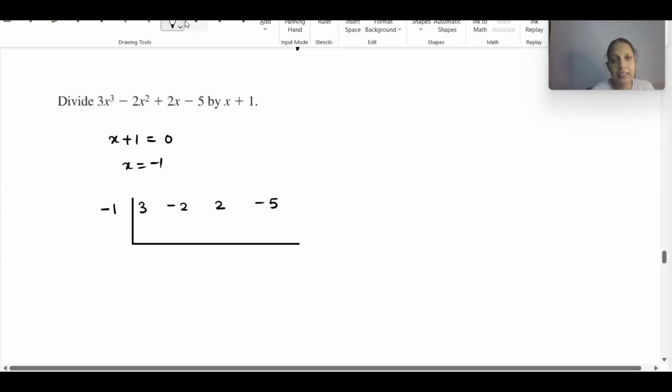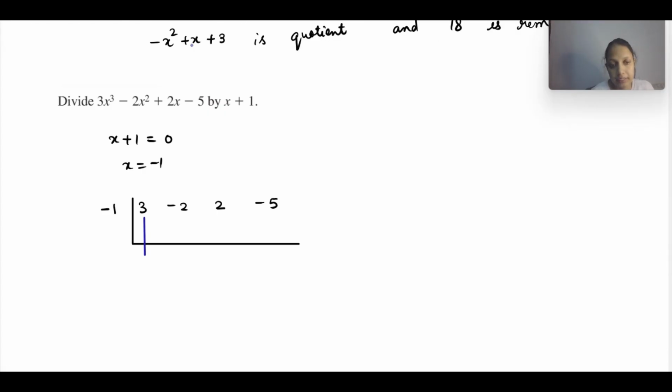Leave the first term as it is, 3 as it is, down. 3 into minus 1, minus 3. Minus 3 and minus 2, minus 5. Minus 5 into minus 1, positive 5. 5 and 2, 7. 7 into minus 1, minus 7. So minus 5 and minus 7, minus 12. This is the remainder.